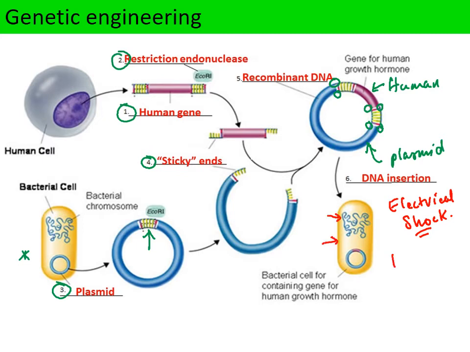cell. We can also use what's called heat shock. Now we know a short heat shock provides the phospholipid bilayer with more kinetic energy, so the phospholipids can move about more, which creates small gaps in the phospholipid bilayer cell membrane. So again, the recombinant plasmid could go into the bacterial cell. A third way is to add calcium chloride to the bacterial cell, and again that creates little pores in the cell membrane to allow the recombinant plasmid to go into our bacterial cell.